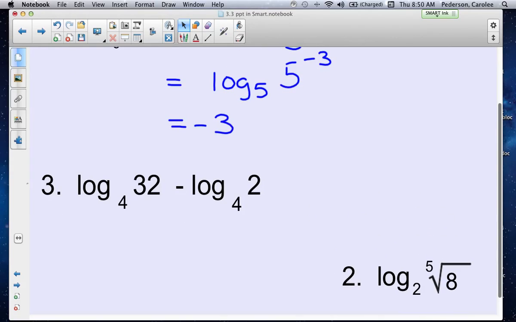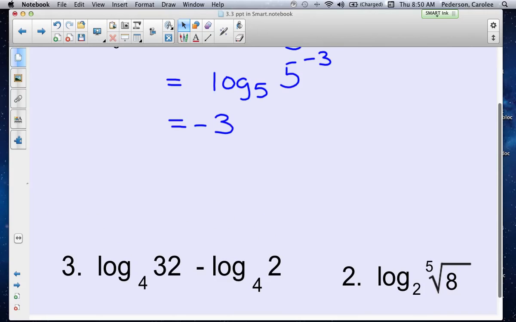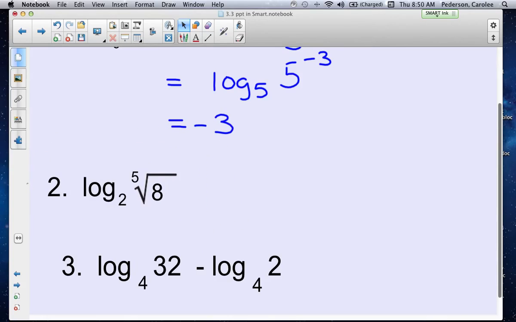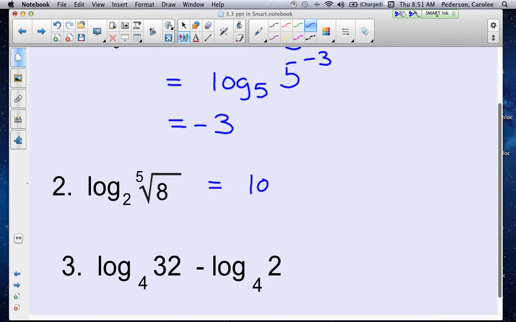All right, let's go to number 2. Logarithm base 2 of the 5th root of 8. How can I rewrite that? Can you raise it to the 1/5 power? Very good. Raise it to the 1/5 power. So now it's 8 to the 1/5. What else can I do? What can I do with that 1/5 power? Bring it in front, great job.